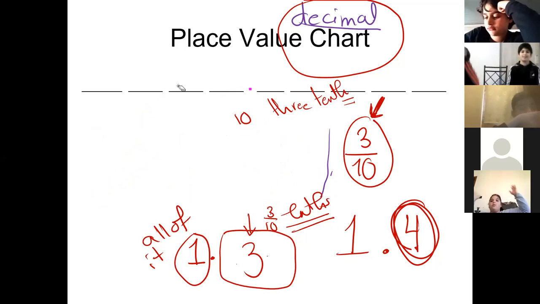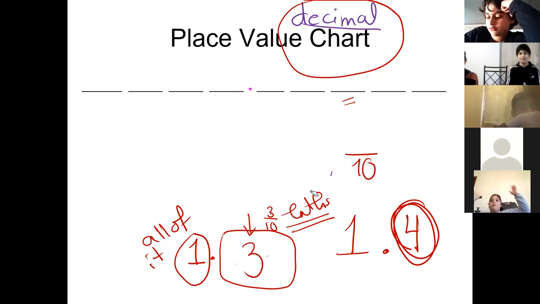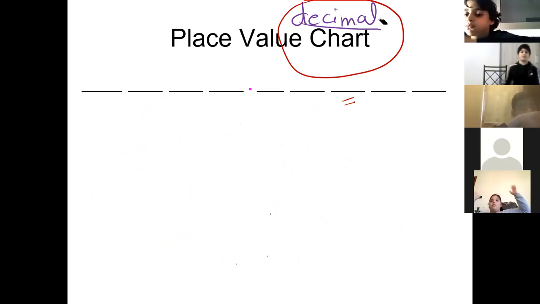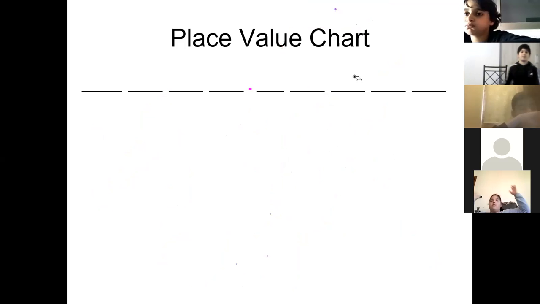All of it. The squares that are fully colored. Type. Okay. Wait a minute.